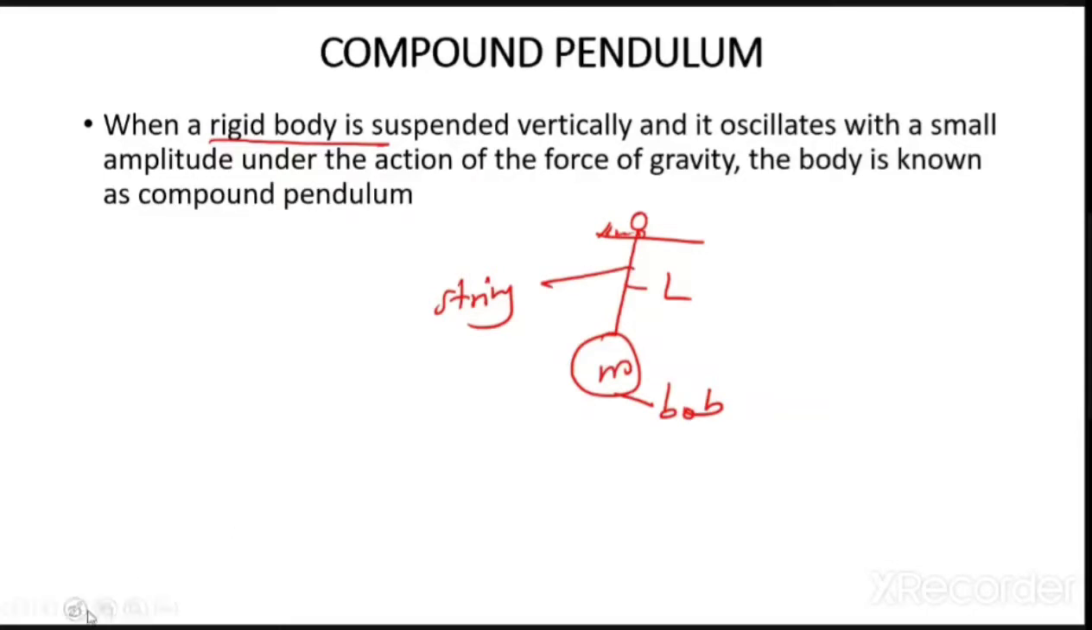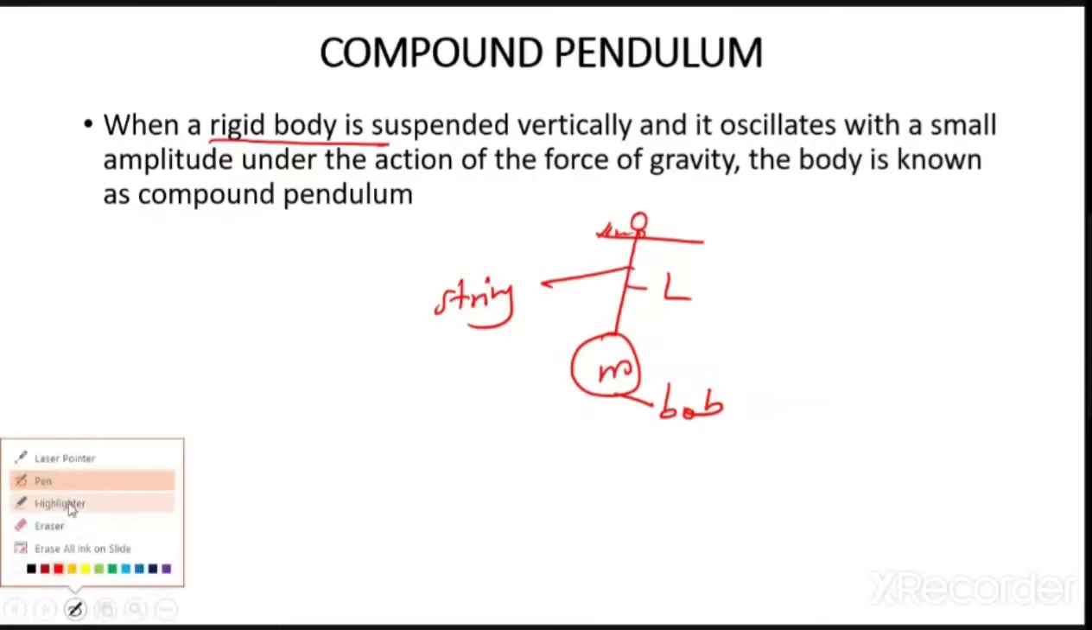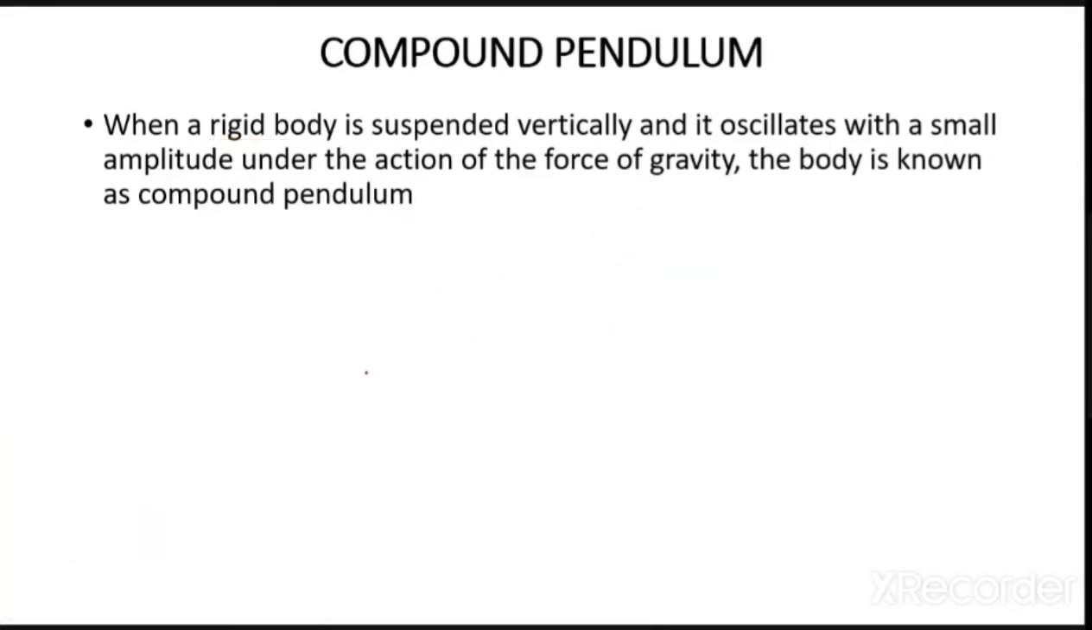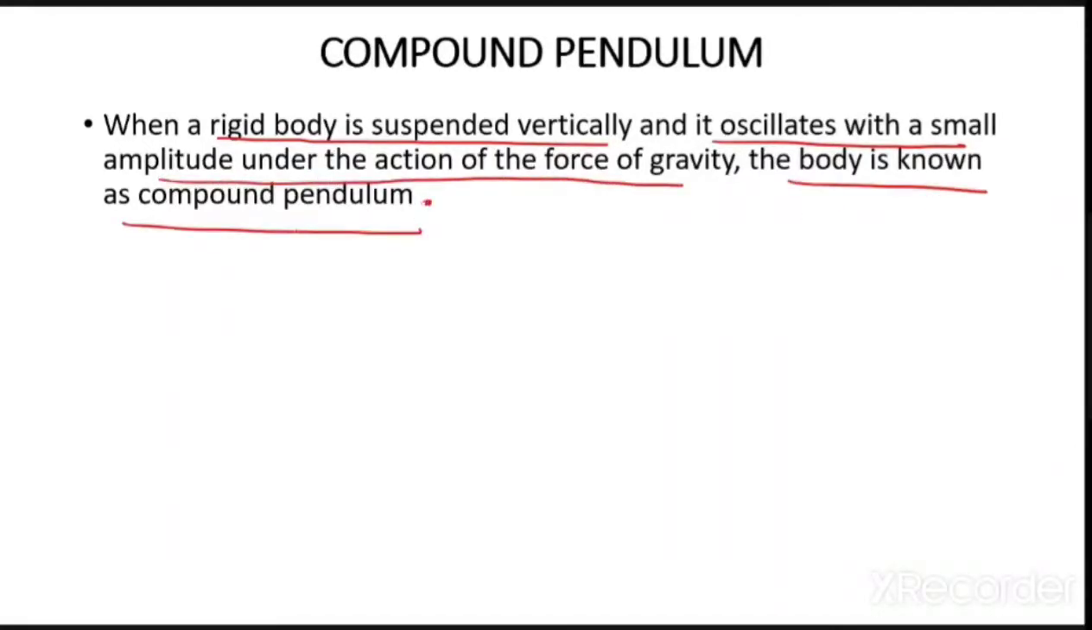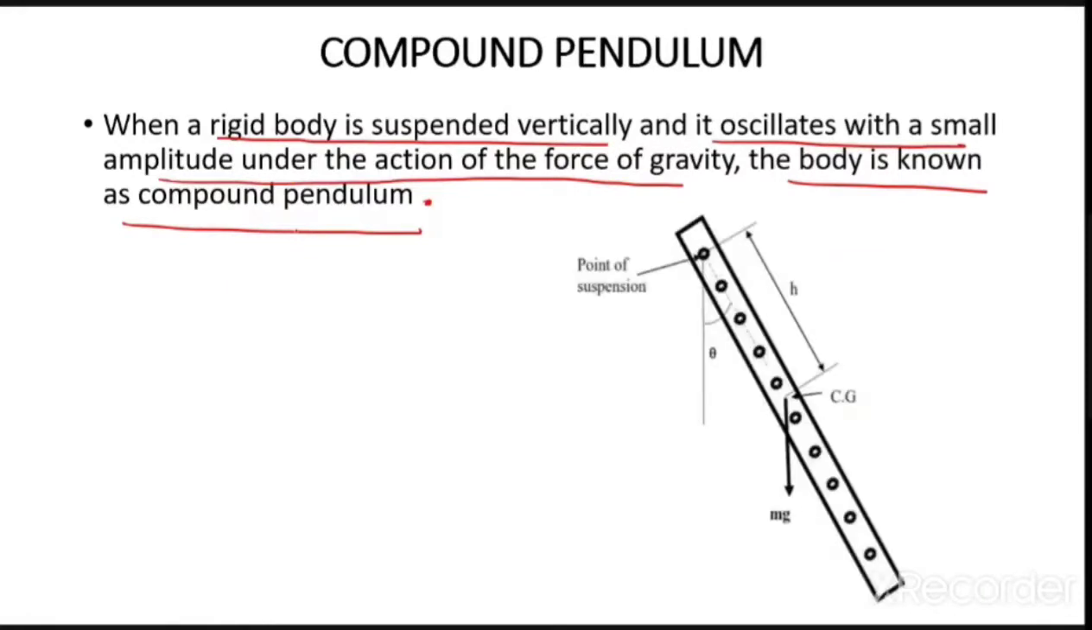So if I take an example of a connecting rod, a practical connecting rod, that can also be called a compound pendulum, right? First of all, understand, then I will go to the example. When a rigid body is suspended vertically and it oscillates with a small amplitude under the action of the force of gravity, the body is known as a compound pendulum. Is it clear? So let me take an example.